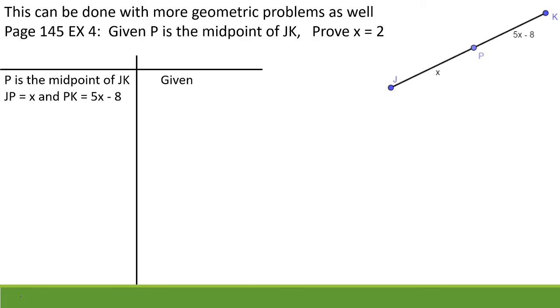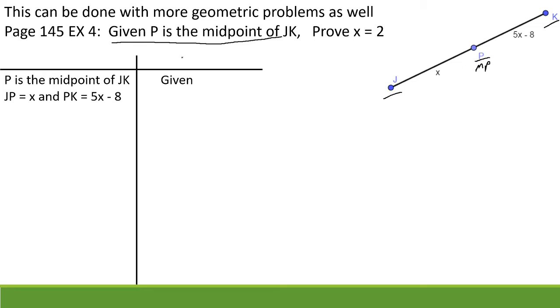So let's do this with some geometry here then, okay? Because geometry goes the same format, but it's a little bit different in how you get your reasons there. So here, it says given that P is the midpoint of JK. So here is JK, and we know that P is the midpoint, MP. Prove that x is equal to 2. So this is kind of a hybrid algebra geometry proof. What we're going to do here is we're going to use geometry to try to set up an equation, and then once we get that equation, we're going to use our algebra methods to solve it for the rest of the proof.